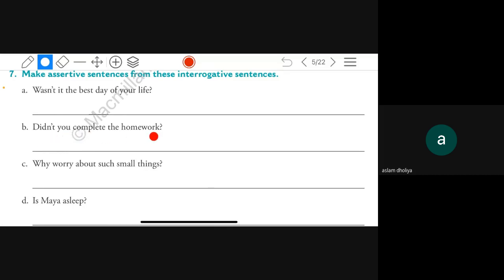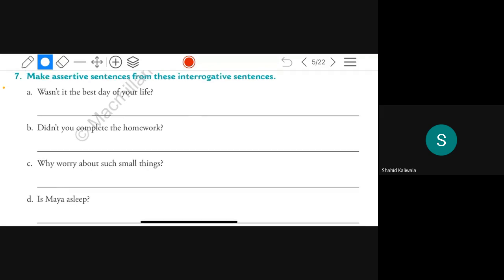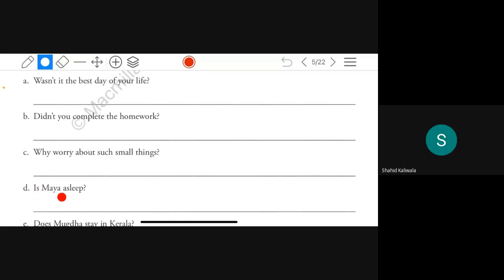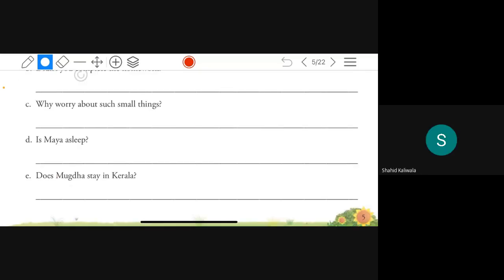Didn't you complete the homework? You completed the homework. You did complete the homework. Actually, both are correct. Why worry about such small things? Don't worry about such small things. Is Maya asleep? Maya is asleep. Maya is sleeping. Maya is asleep.